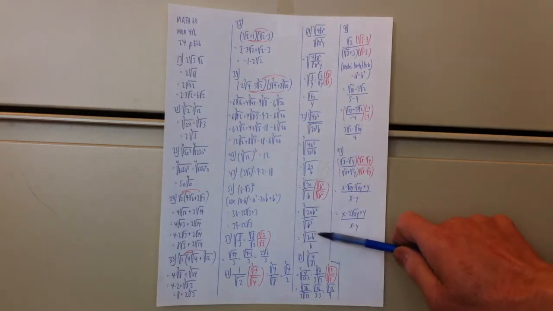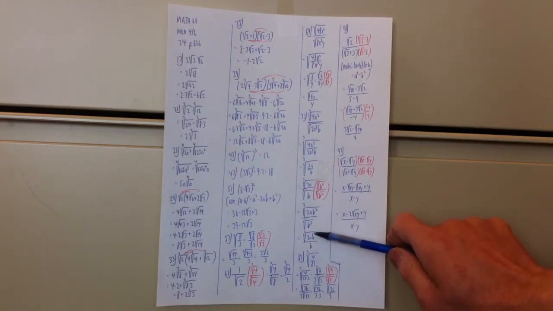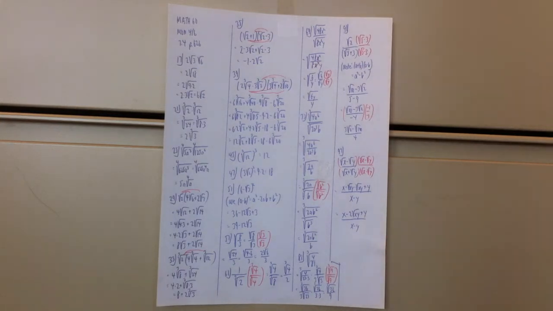And once again, don't try to cancel this b with this b, let's say, because this is inside the radical, this is outside the radical. They can't be combined.